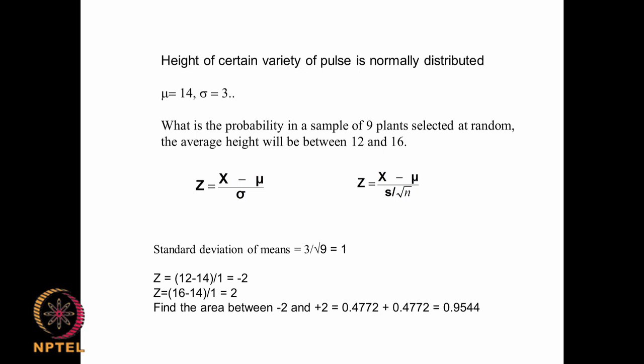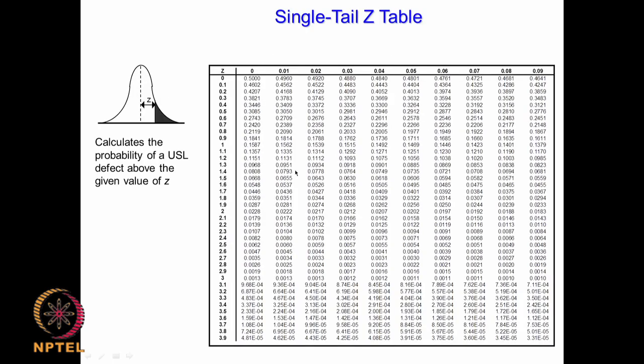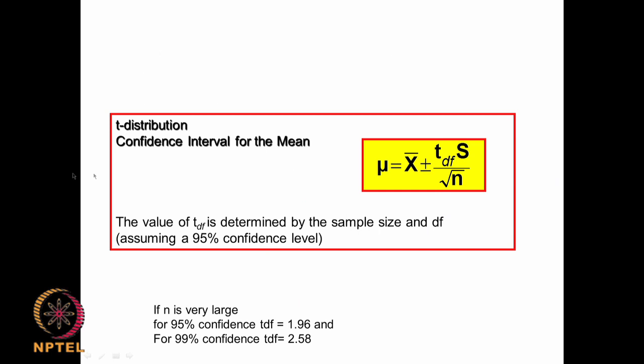Here we use the estimate of the standard deviation based on the sample. That is why we use S divided by square root of 9. Now, going back to the t distribution, the confidence interval of the mean. I take a set of samples and I get a mean, that is x bar, and I get a standard deviation of that sample. So, that is S divided by square root of n.